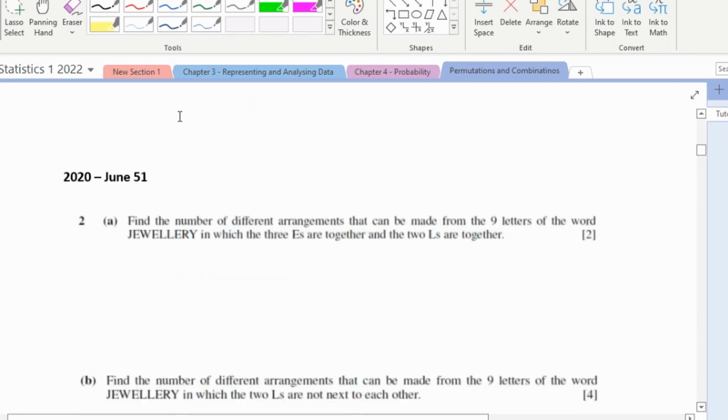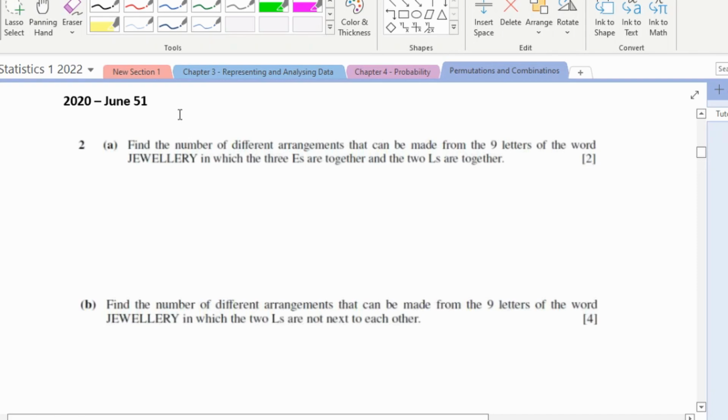And now I've got a nice, easy one. I like these letter ones. I feel like they're a good deal. We're trying to make some different arrangements from 9 letters of the word jewelry, in which the 3 E's are together and the 2 L's are together.